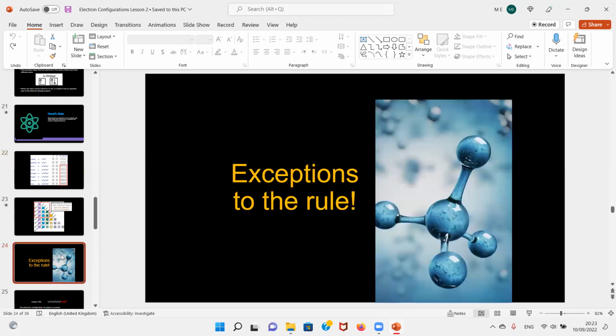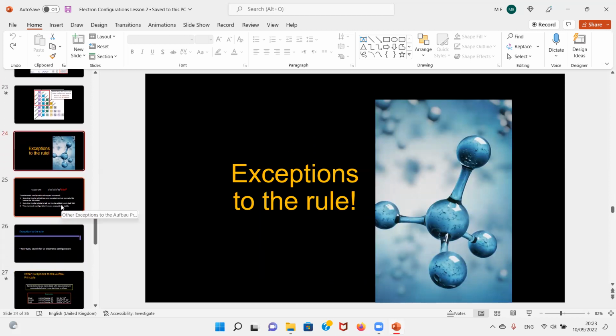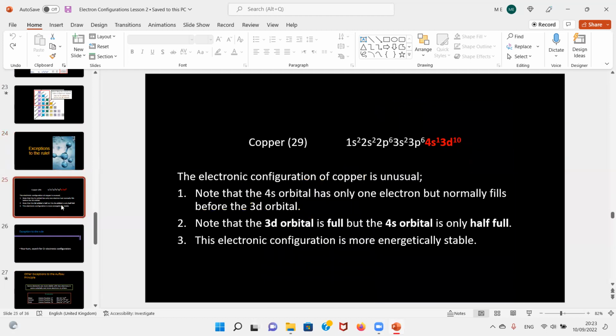Fine. So the next thing here is exceptions to the rule. Now, there are a few exceptions here, and what we will be concerned about according to the specification and according to this level are mainly two elements, chromium and copper. So the copper here is 29.